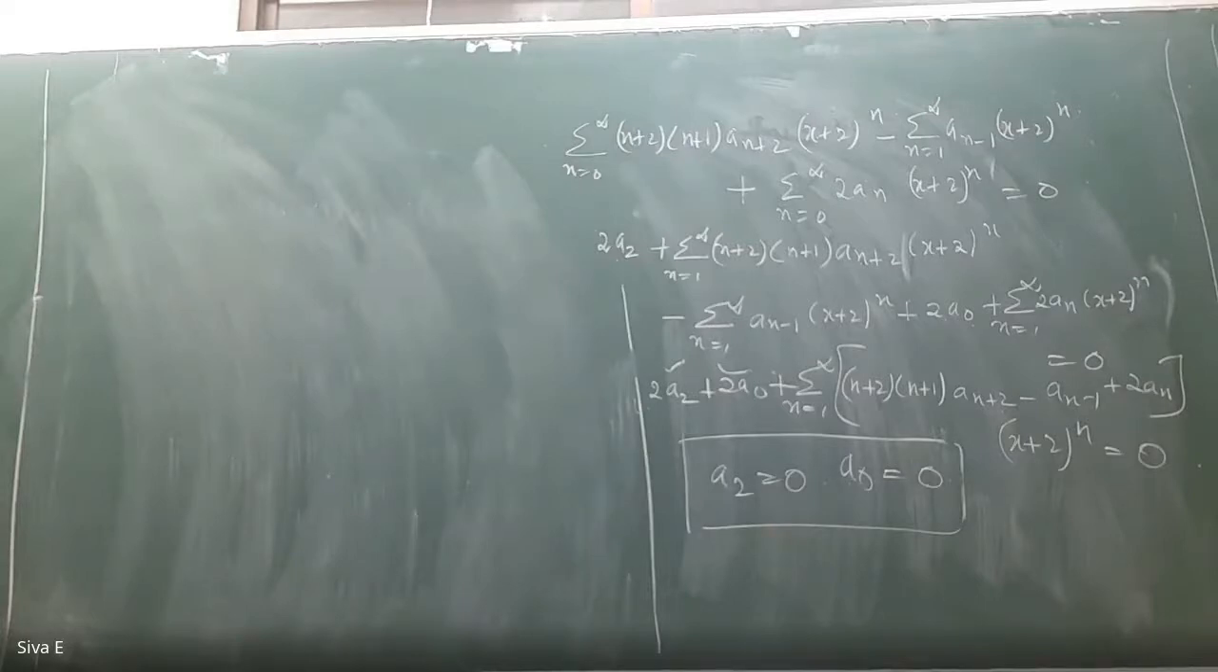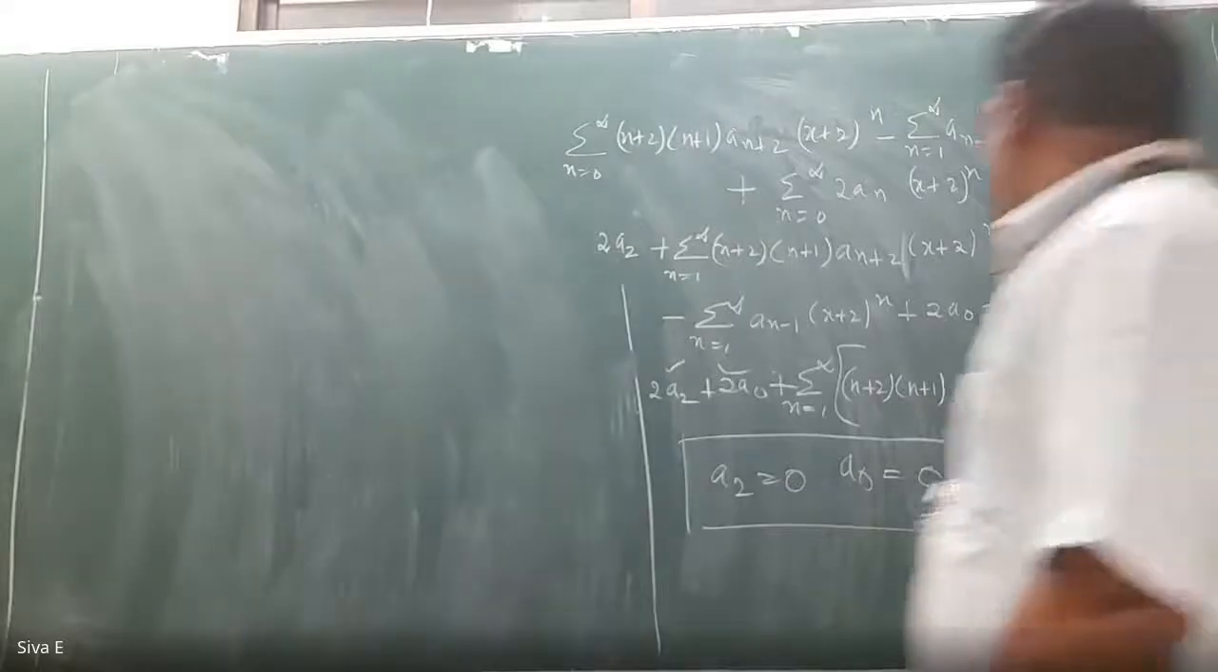Already it is equal to 0. Just equating the coefficients equal to 0. Keep an plus 2 on one side and take all the other things to the other side, then what do you get? Very simple calculation I am asking. an minus 1 minus 2an by n plus 2 into n plus 1.